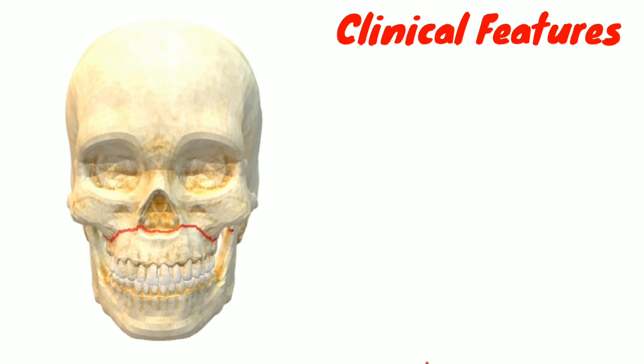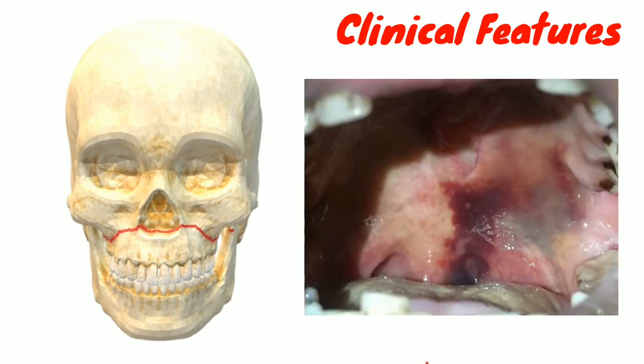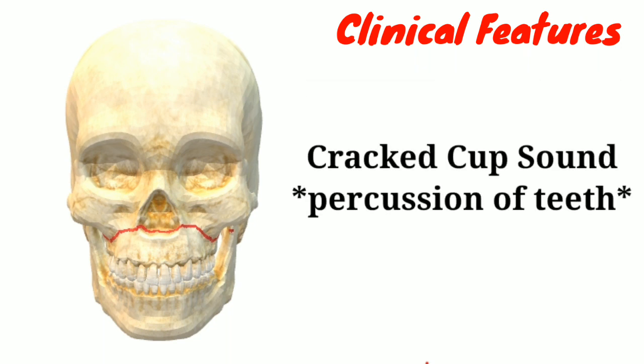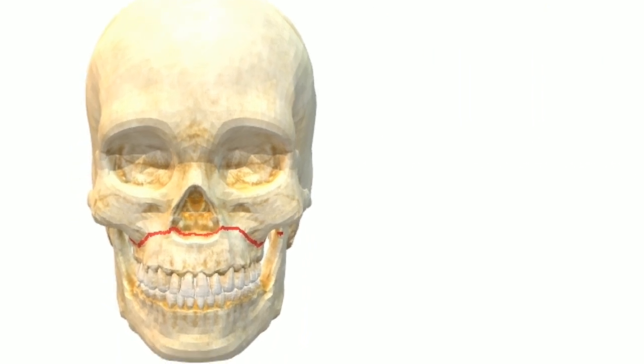When you see the palatal mucosa of Le Fort 1 fracture, we can see presence of palatal ecchymosis, as you can see here. This kind of ecchymosis is known as the Guerin sign, that is pathognomonic of Le Fort 1 fracture. On percussion, we can hear a cracked cup sound associated with the percussion of the teeth. So that's all about the Le Fort 1 fracture from my side.